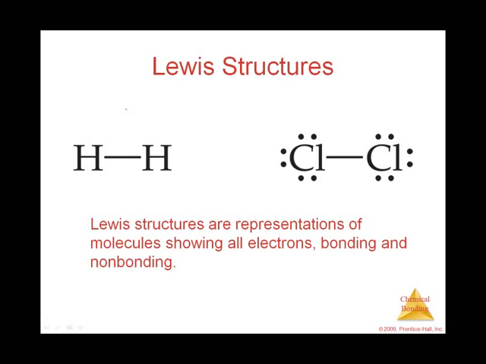So we need to be able to draw Lewis structures on the test. It gets asked a lot in the free response section. And the Lewis structures are representations that show all electrons, both bonding and non-bonding. So we need to not show just the bonding pairs, but also we need to be able to show the lone pairs on atoms.